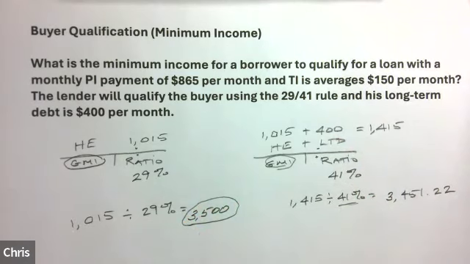So as it turns out, he qualifies based on his front end ratio with him needing a monthly income of $3,500. And then let's see, minimum income for a loan with a month. And it doesn't say on here whether to annualize this number or not. On the exam, you would know from the answers whether to annualize it or whether to take the monthly income. So there it is.